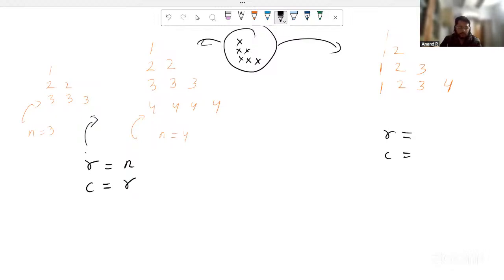Now, what is the next step? Can I say that everything is the same? If R is equal to N, C is equal to R, can I say that the structure of your loop will also remain the same? Agreed? Whatever you're printing, that is getting changed. So can you help me? Instead of printing star, what should I print in this case? And over here also, R is equal to N, C is equal to R. You have to just tell me what should I print.